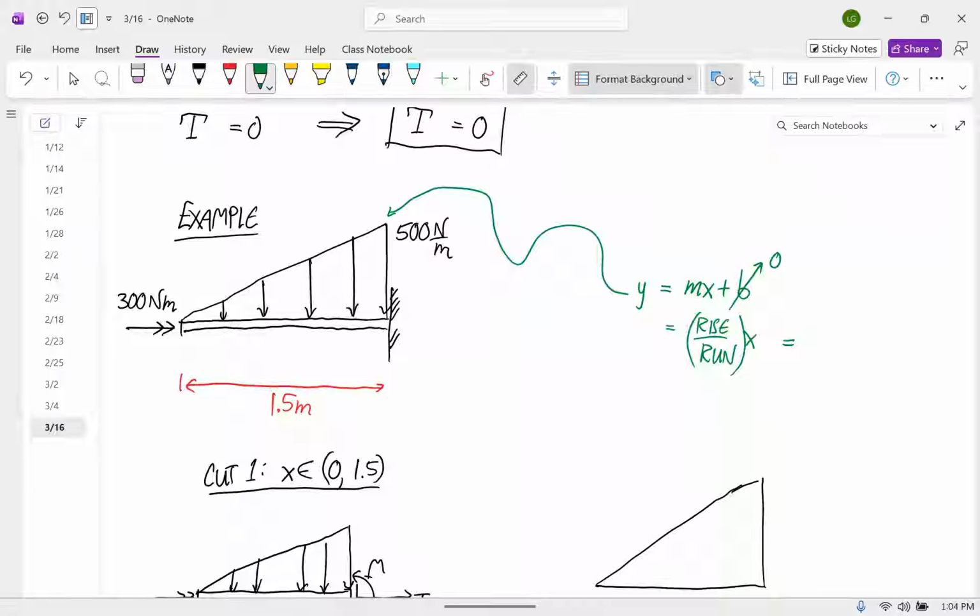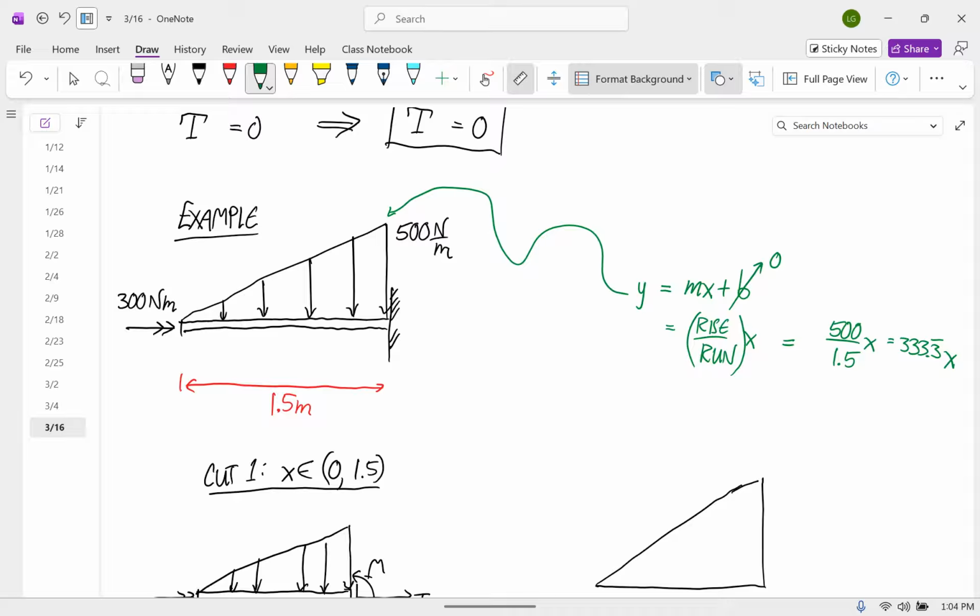And so it goes up 500 over a distance of 1.5. And so what do you get there? So that's 333.3 repeating x. Why being 0 again?